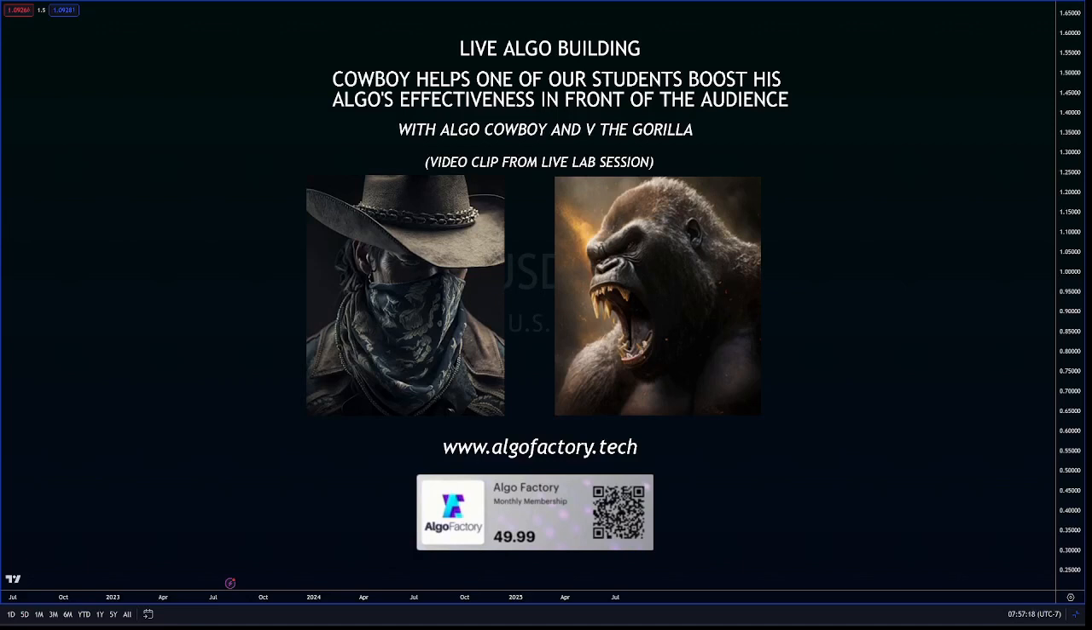Hey everybody, we got a special treat today. One of our students had an algorithm he was building and he was losing a trade or two, so I had him open up his algorithm in a way that I could look at it, and we did some editing.